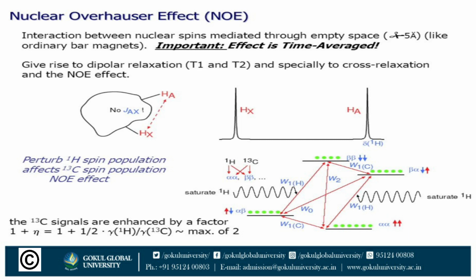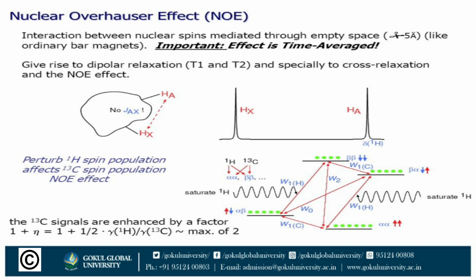So how do we separate them? If we increase the intensity of HA, then HX gives all its energy to HA, so HX intensity is low and HA intensity is high, and we separate these HA protons. Similarly for HX, when HX intensity is high, then HA is low, and we separate the HX proton. This is the part where 1H spin population affects 13C spin population, the NOE effect.